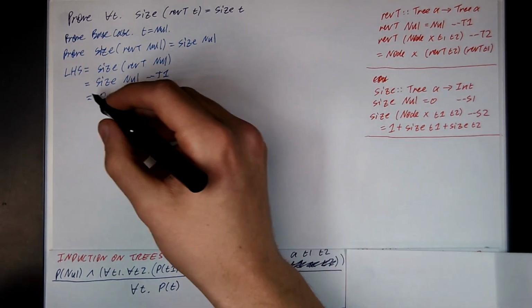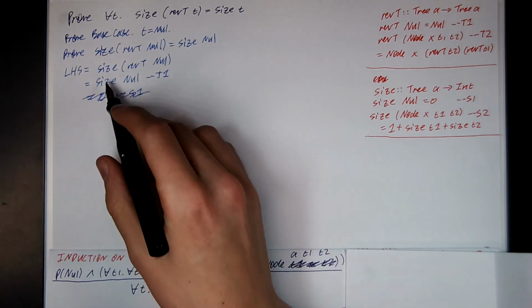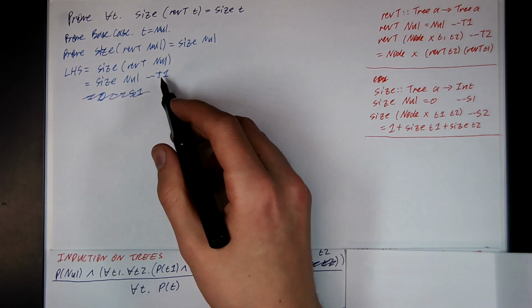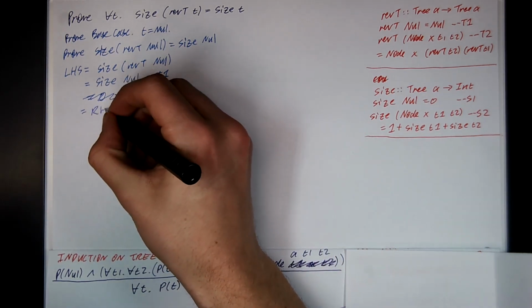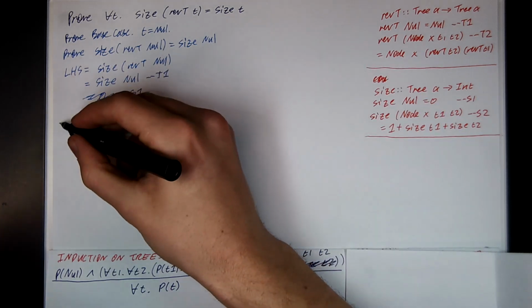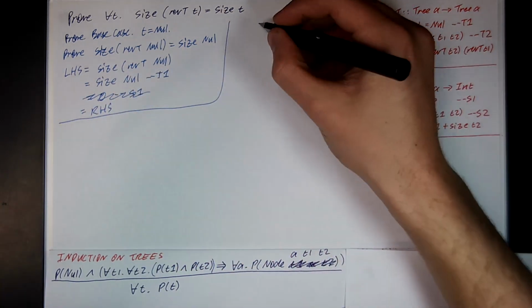Oh, I'm sorry, we're done immediately. I didn't even need to do that step. Size rev null is size null by T1. So we're done immediately because that's equal to the right-hand side. Okay, I didn't even need to go that far. So it's only a one-liner. So it's proven for the base case. Now we're going to prove it for the step case. Okay, so step case.